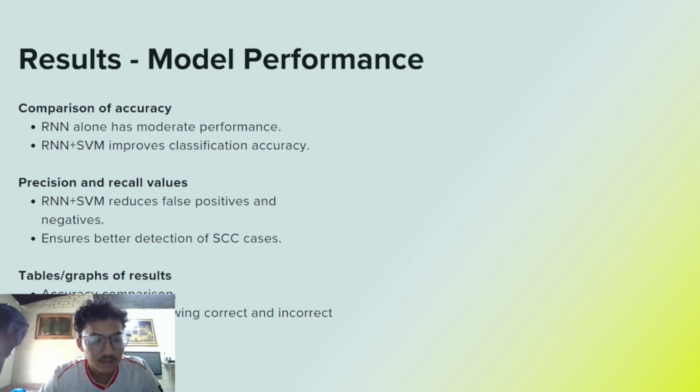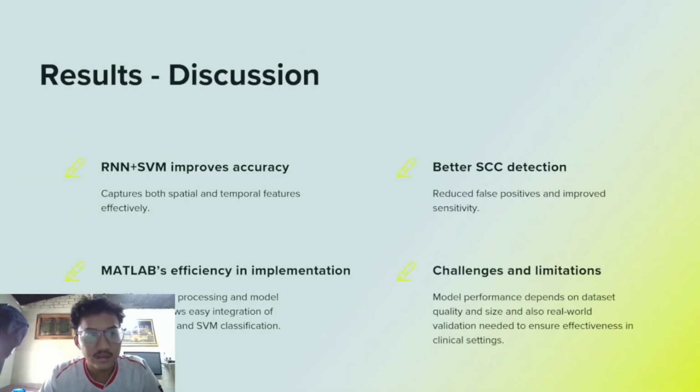The first one is the accuracy comparison and the table of the confusion matrix showing correct and incorrect classifications. Next one is the discussion. The first point is that RNN and SVM improve accuracy because they capture both spatial and temporal features effectively. The second one is better SCC detection. It reduces false positives and improves sensitivity.